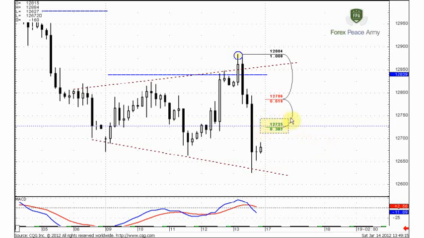Particularly keep an eye on that level 127.28, 127.25. It's a level where some significant sell signals could appear on the 15-minute chart, on the 30-minute chart, that could let you enter on the short side of the market.